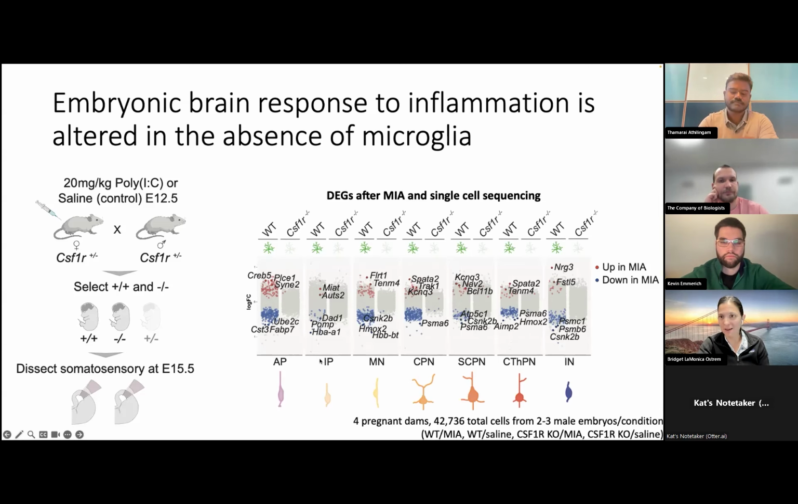And this ended up being the case across a wide variety of cell types in the developing brain, progenitor cell types and immature and more mature neurons, that microglia seem to be required for this normal response of the rest of the embryonic cells to immune stimulus.